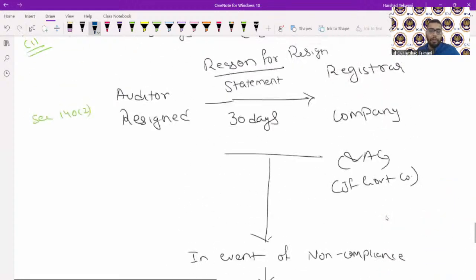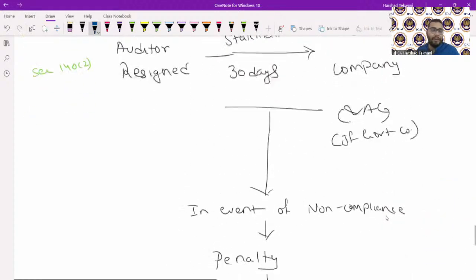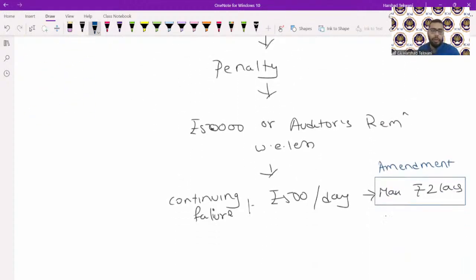So this is the penalty for not complying with the provisions of section 143. Any doubt? Any doubt, guys?